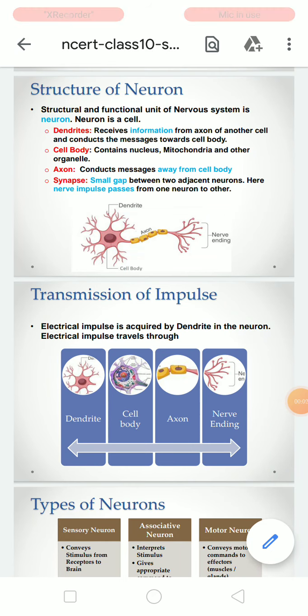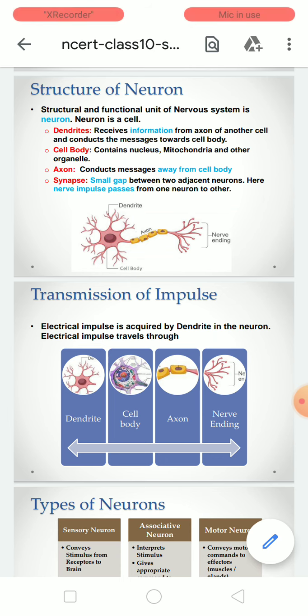Hello students. So today we are going to study the structure of the neuron, which is basically the structural and functional unit of the nervous system. They are the ones that carry transmissions from other parts of the body to the CNS. So the structural and functional unit of the nervous system is called a neuron, and a neuron is a cell that has the following parts: dendrites, cell body, axon, and synapse.